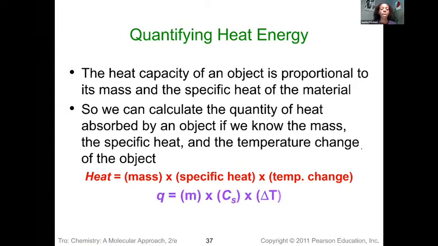So the heat can be calculated through a very simple equation, which is that Q is equal to the mass times specific heat times your change in temperature. Again, thinking about units, your mass is grams, specific heat is joules per gram per Celsius or Kelvin, and your change in temperature is going to be degrees Celsius or Kelvin, depending on the situation.